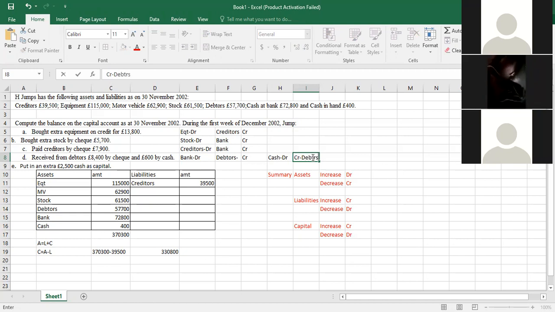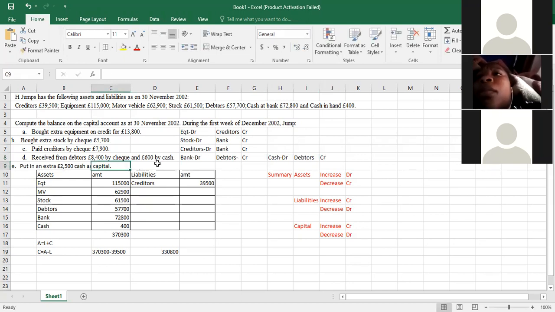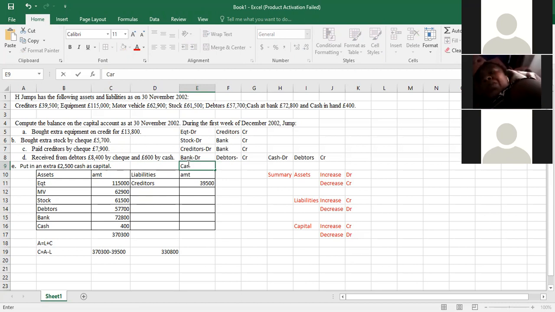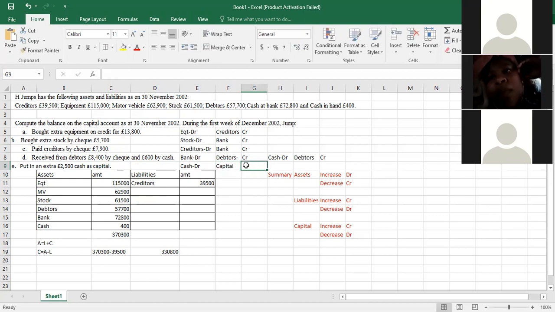And then last but not least, these ones will be decreasing, therefore credit. And then the last one, put in extra 2,500 in capital account. So ultimately we are putting an extra cash. We are putting an extra 2,500 to be our capital. So our cash is increasing by 2,500. Again, our capital will be increasing by 2,500. When capital increases, we credit. Is it now clear?